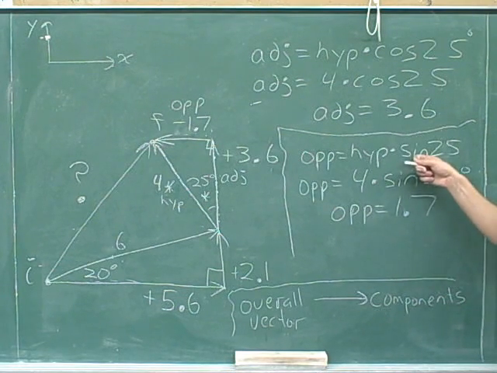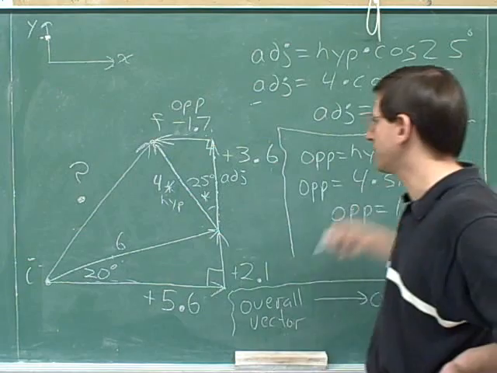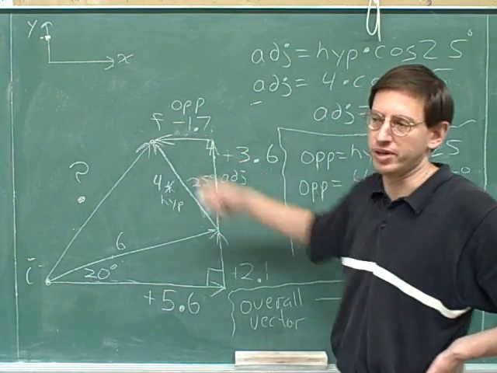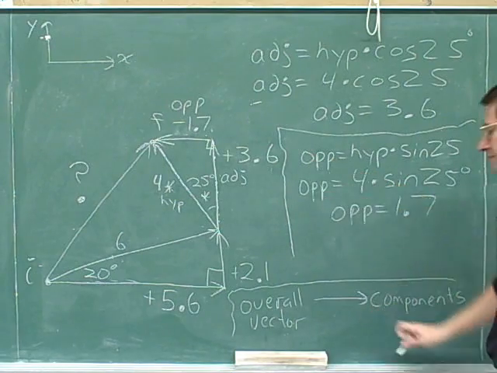Similarly, you can't assume that the sine is going to give you the vertical component. In this case, the sine ended up giving us the horizontal component. The only thing we know for sure is that the sine gives you the opposite side.